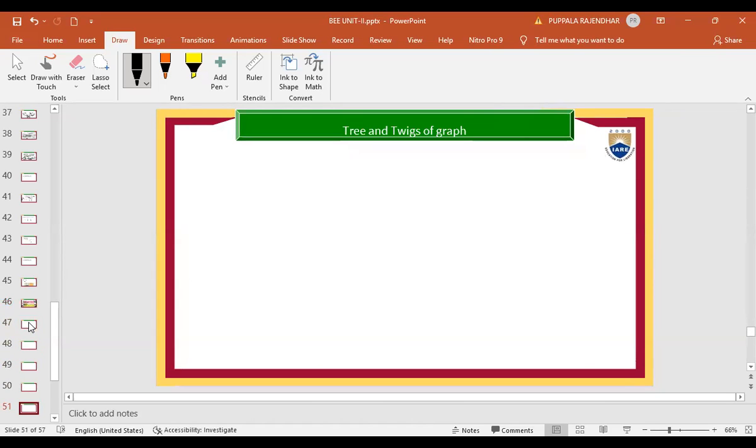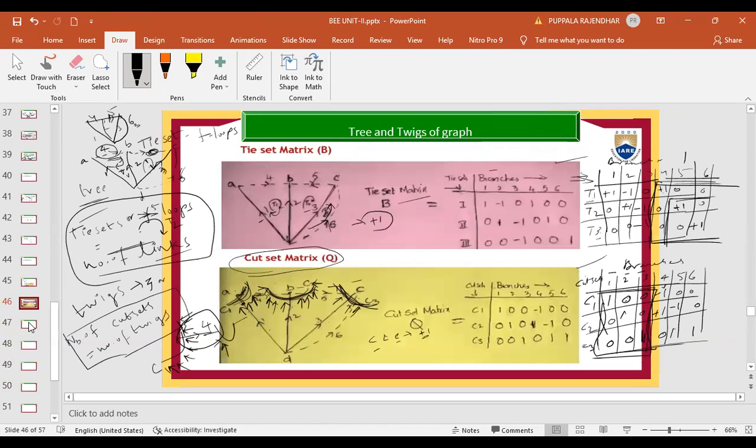I am almost finished. Just half an hour is required. I will explain one problem: I will take one power system network and convert it into a graph, then make an oriented graph, and then the incidence matrix, bus incidence matrix, tie set matrix, and cut set matrix. With that, we can end the second module.